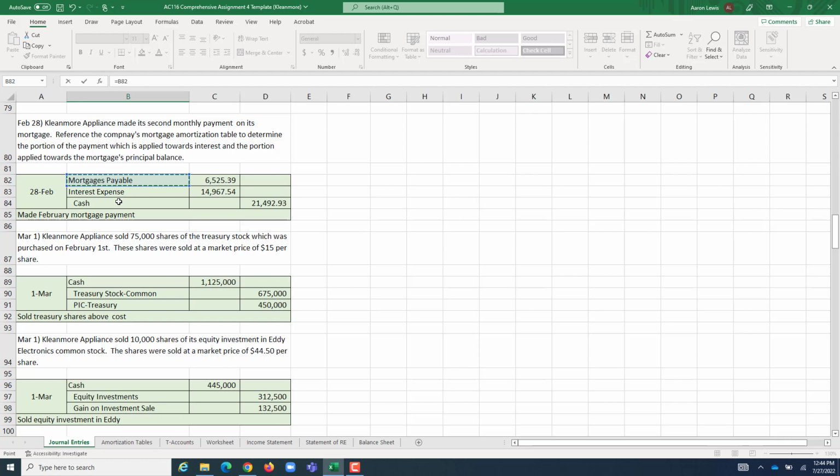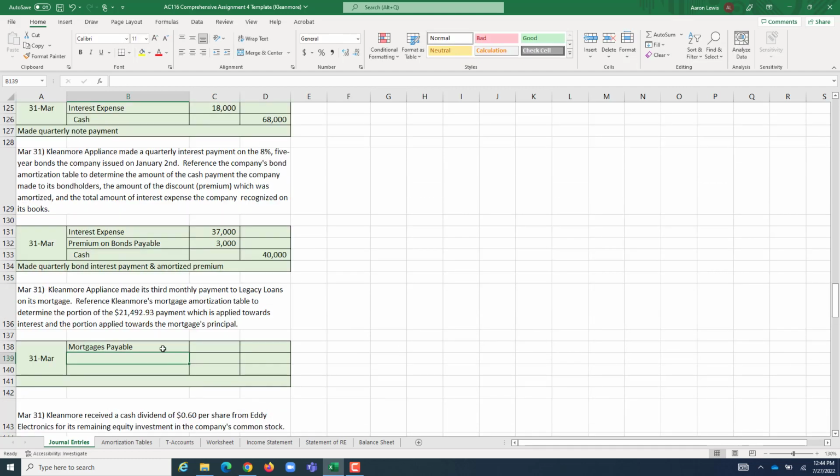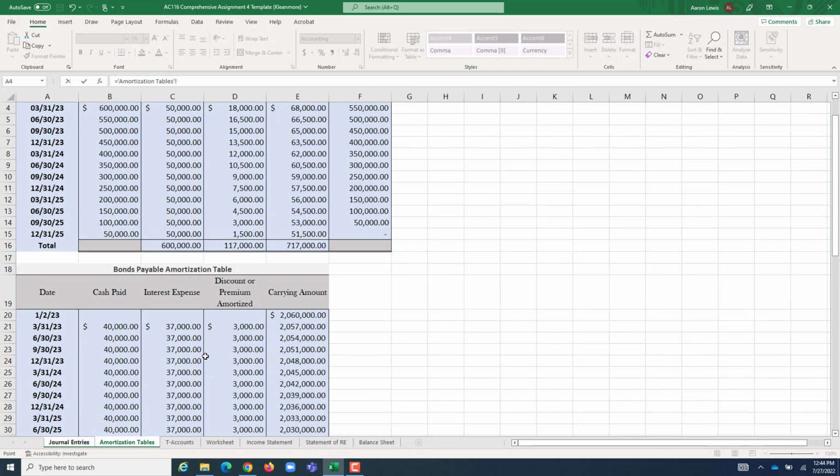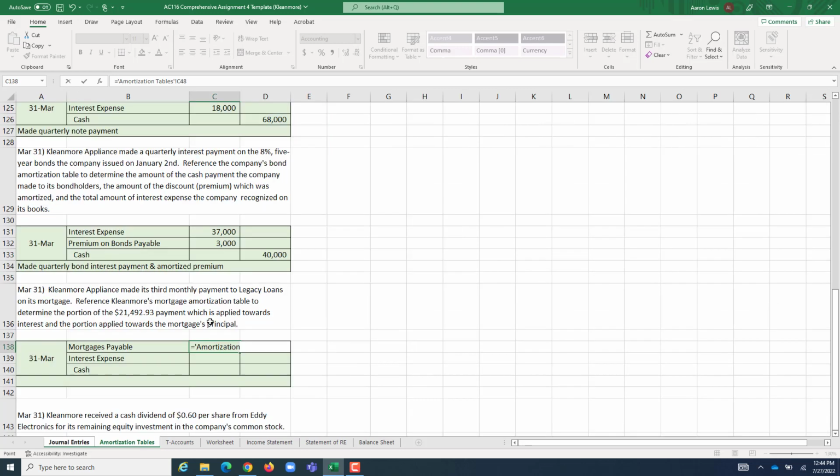Now that I have that highlighted, I want to bring it down. So I'm just going to hit enter. And then I'm going to fill handle in all of those accounts. There's our journal entry. So what are the amounts? We have our amortization table. This is March 31st. So mortgages payable is the amount that we're going to reduce our principal balance by. Let's go to our mortgages payable thing. And on March 31st, we see the principal portion of that is $6,558.02. Let's debit mortgages payable by that amount.